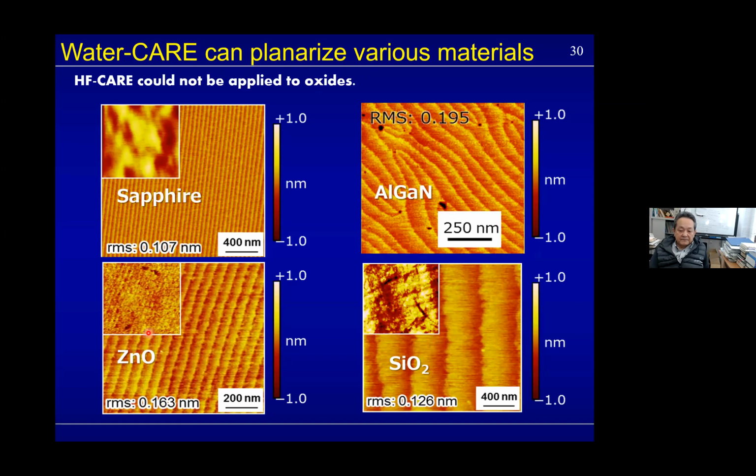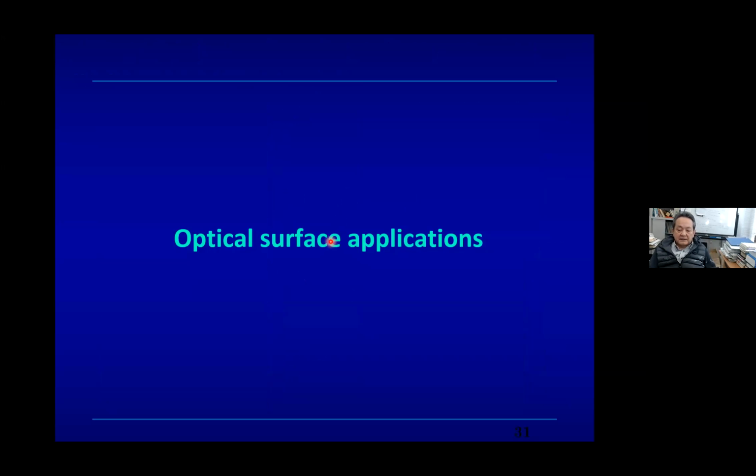Okay, and so these are actual applications to many kinds of materials. The sapphire, zinc oxide, and silicon dioxide were planarized, as you can see here. And this is not an oxide, but aluminum gallium nitride is a very important material for the next generation semiconductor industry. And this kind of surface could be planarized, as you can see here, to be a very beautiful surface.